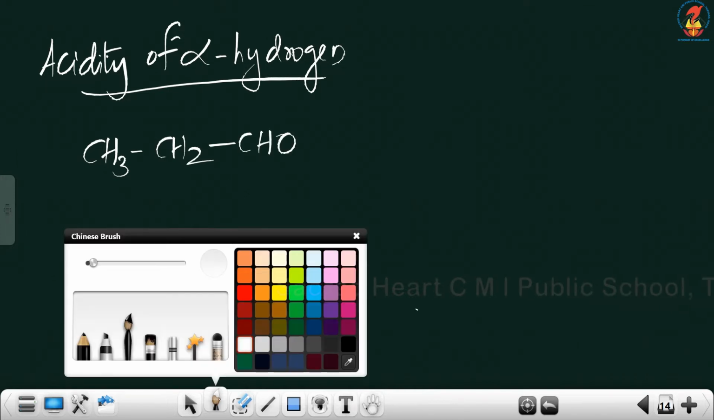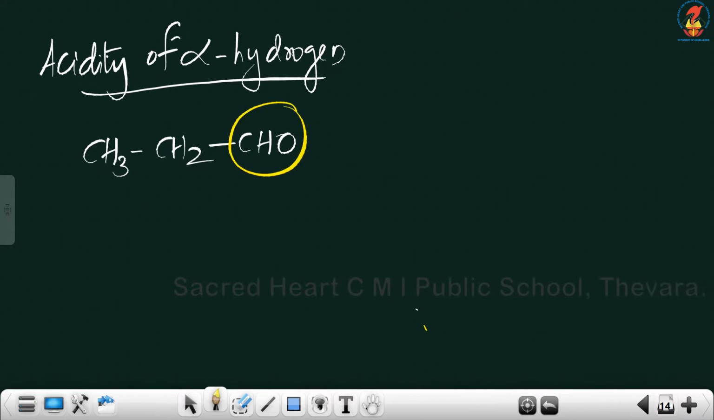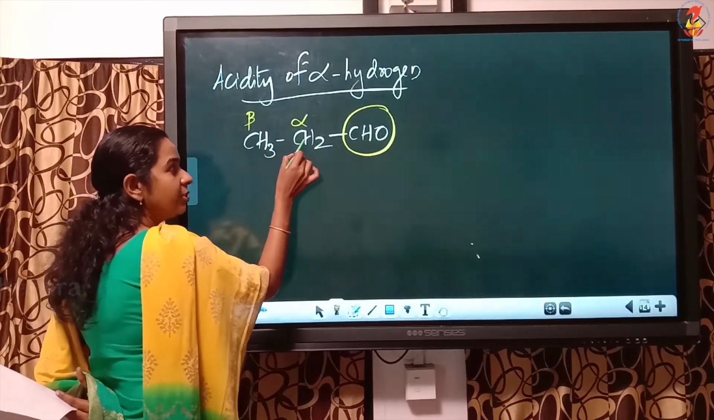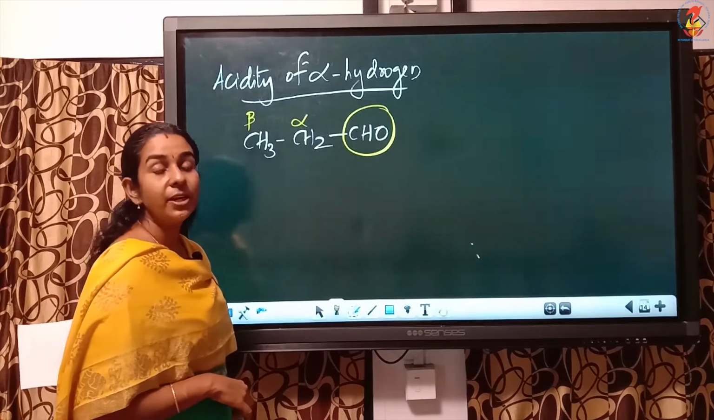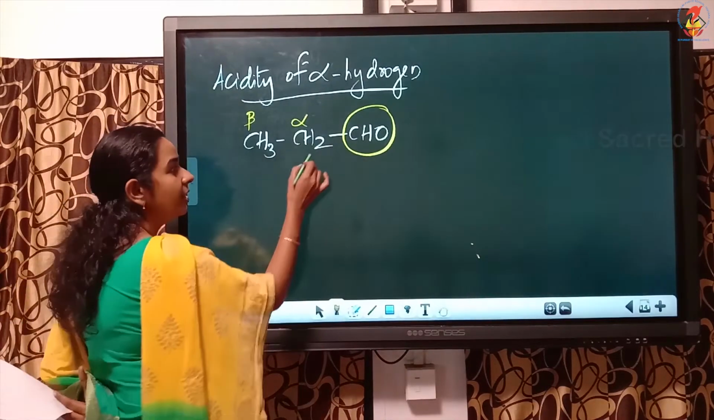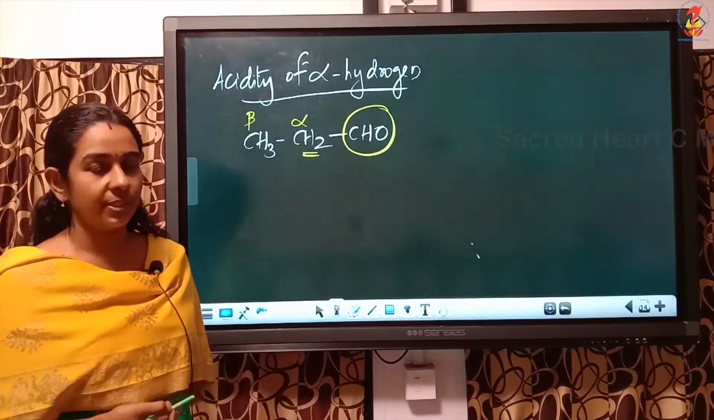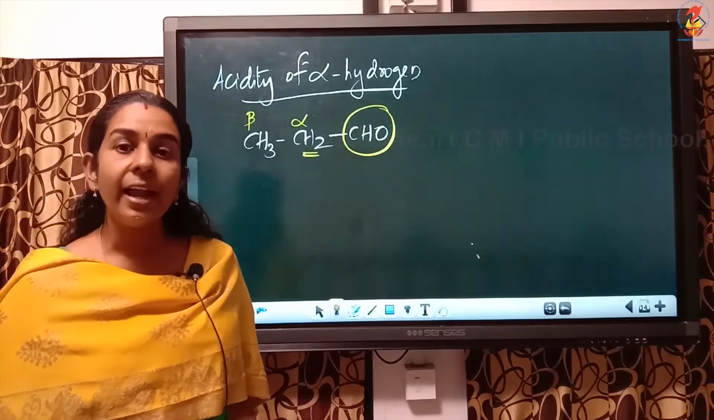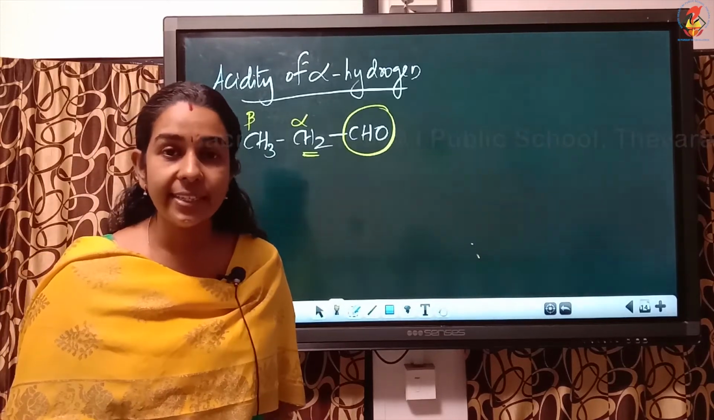Here, the functional group is aldehyde group. Functional group attached carbon, that is CH2 carbon, is alpha carbon. Alpha attached carbon will be beta carbon, beta attached carbon will be gamma, etc. Now, hydrogen atom on alpha carbon will be called as alpha hydrogen. So, here how many alpha hydrogen atoms we have? 2 alpha hydrogen atoms. Now, the alpha hydrogen atoms present in aldehydes and ketones will be acidic in nature.